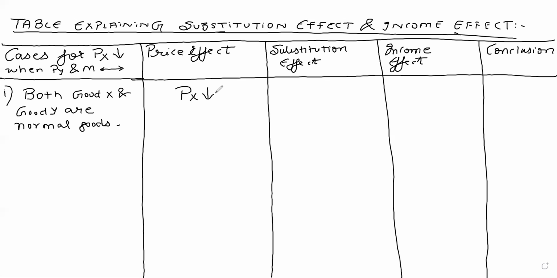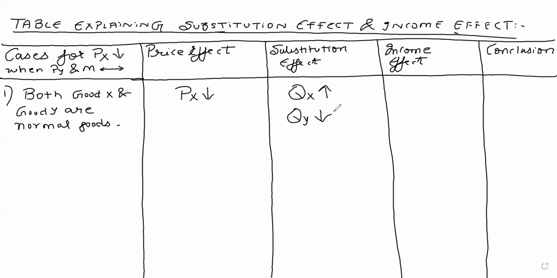Price of good X has fallen, good X has become relatively cheaper, buy more of good X and less of good Y. This is the first thought which will come to our mind. And substitution effect captures the relative price changes. When price of good X falls, relative price Px by Py changes. What will the consumer think? Good X has now become cheaper. Let me buy more of good X and less of good Y. So Qx will go up, Qy will fall.